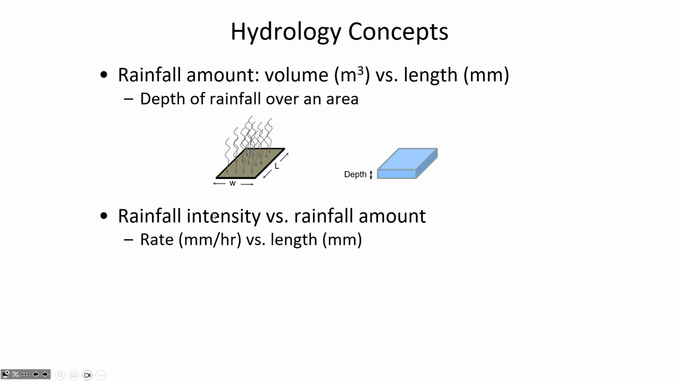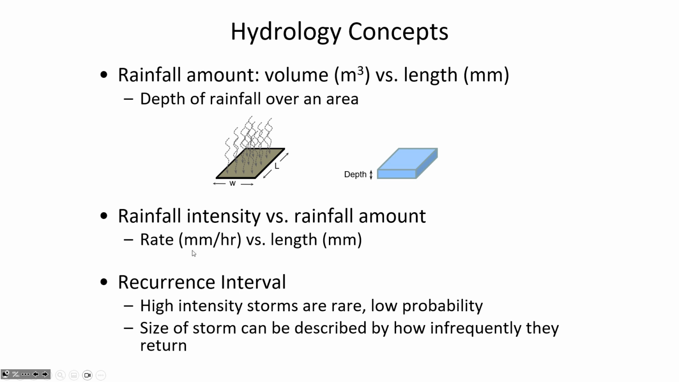And then rainfall sometimes is expressed in terms of its intensity over time. So measured with inches per hour or millimeters per hour. And if you know the intensity of the storm and multiply that by the duration, then that would also give you the depth.